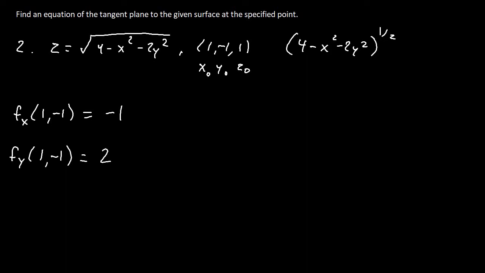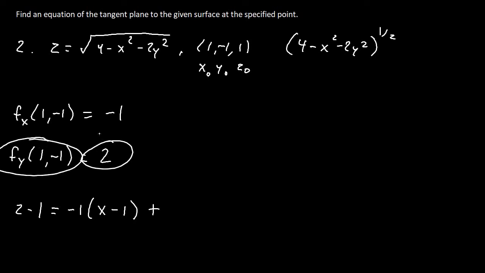So now we can go ahead and plug everything into the formula. So once again, the formula is z minus z0. Z0 is 1, so z minus 1 equals f sub x evaluated at x0, y0, which we got to be negative 1. So negative 1 times x minus x0. X0 is 1. Plus f sub y at x0, y0, which we found to be 2, times y minus y0. The y0 is negative 1, so we have plus 1.